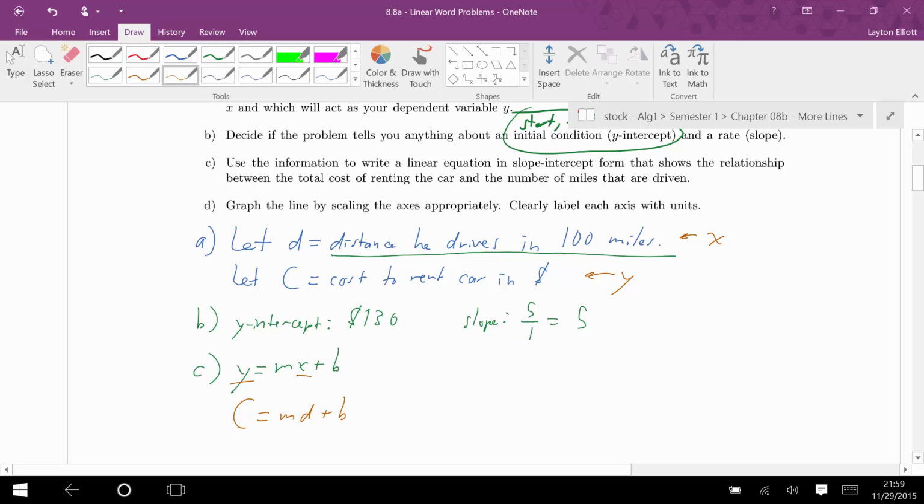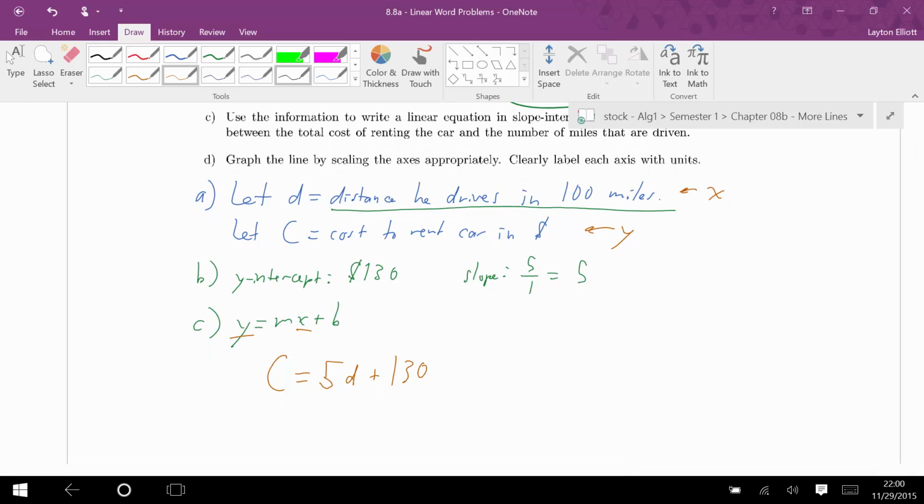And furthermore, I now have an m and a b, I know what those are. So let me erase this, and we're just going to go cost is equal to slope, which is 5, times x, which I really have as d, and then plus b, my y-intercept, 130. So I get C is equal to 5d plus 130. Cost is equal to 5 times the distance I drive plus 130.